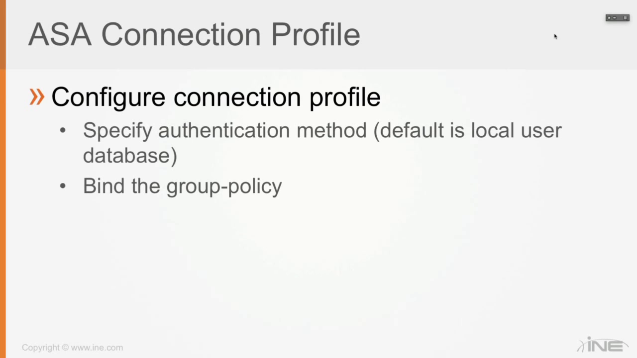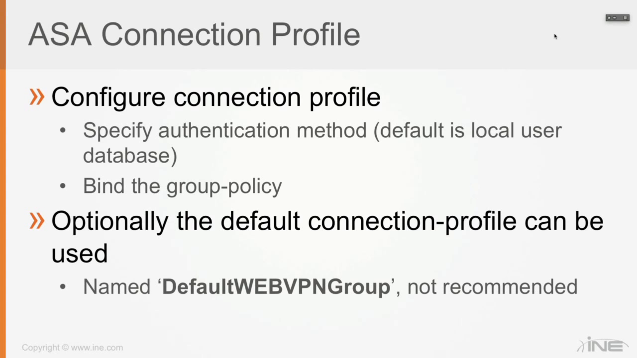Then for the connection profile, we specify the authentication method. We will leave it as the default of the local database, and of course we bind the group policy, so that when a clientless SSL VPN connection lands on a connection profile, the ASA knows how to authorize that session, because it's going to have the group policy attached. Likewise, you can use the default connection profile, not recommended.